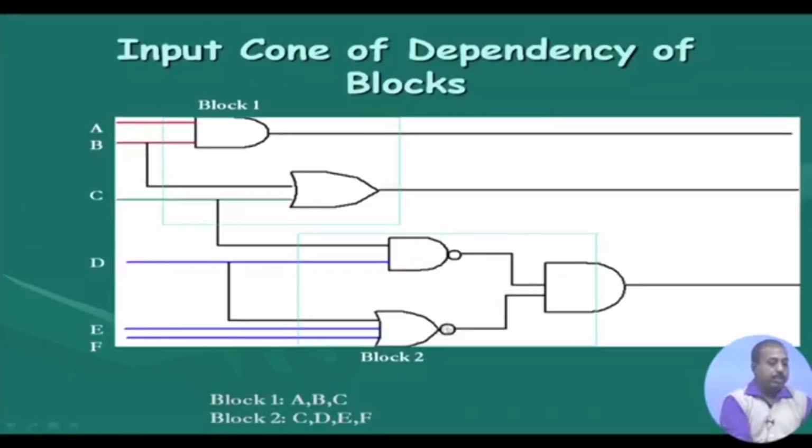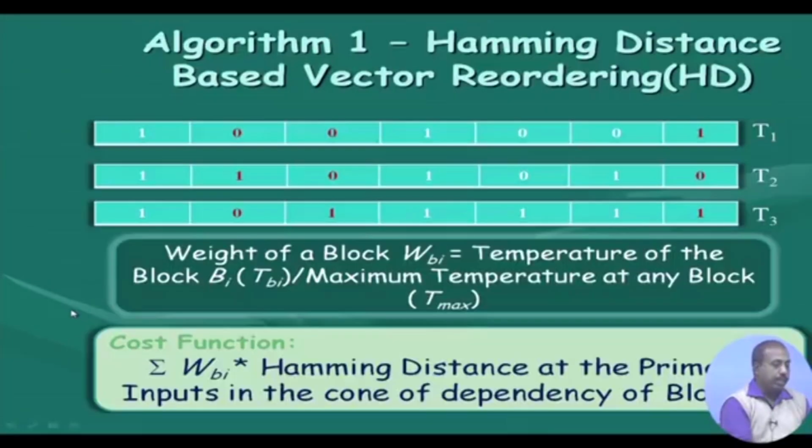So, the cone of dependency, as we were telling, that if this is block 1, then the cone of dependency has got inputs A, B and C. Similarly, if this is say block 2, then the cone of influence pattern has the inputs D, E and F. So, the Hamming distance based approach.